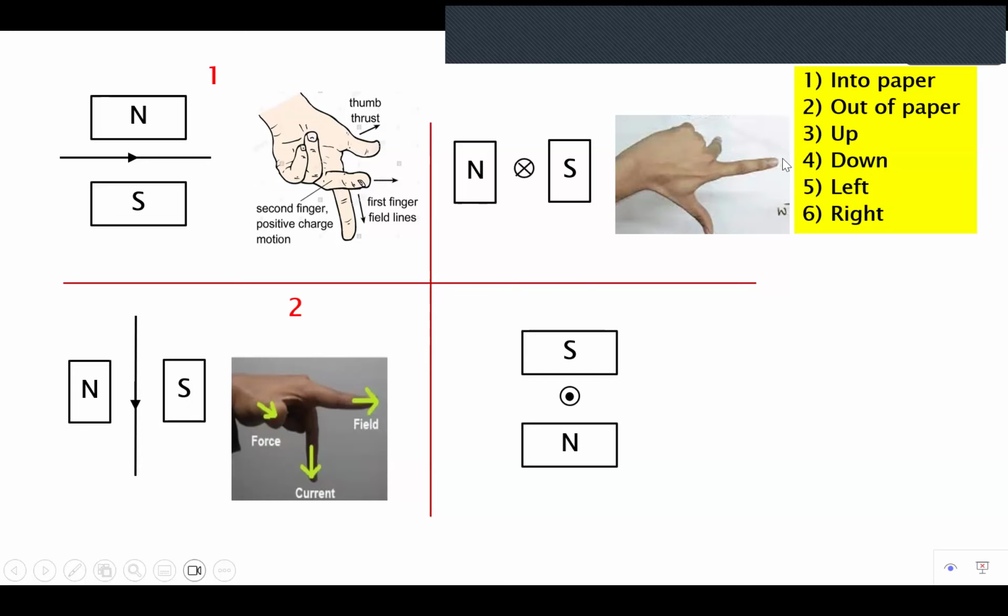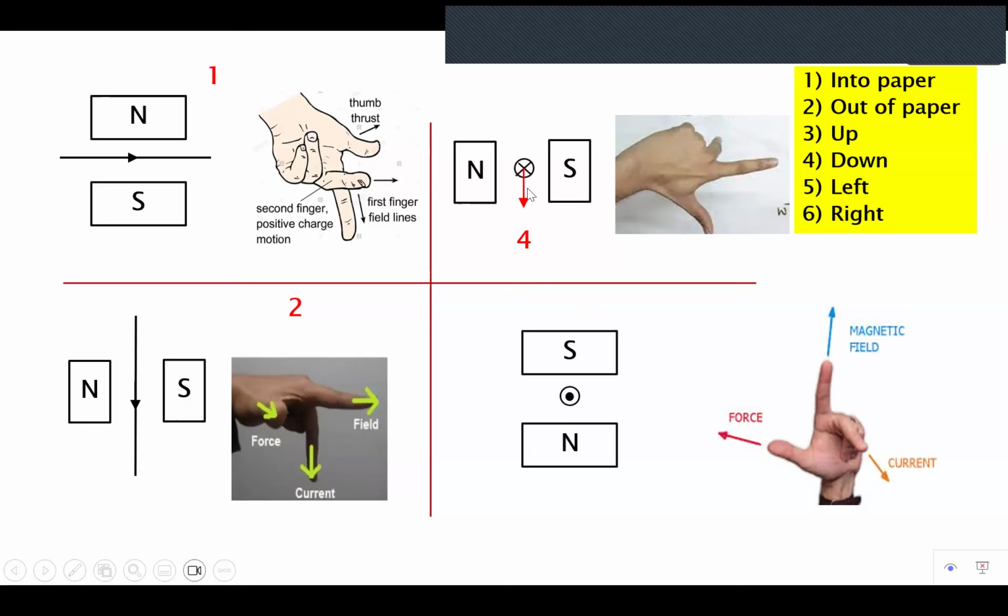So you can see magnetic field is left to right, north to south. Current is going into the paper. Okay, my force will be downwards. So this wire will actually move downwards. Okay, so answer is 4. Okay, and then next one.